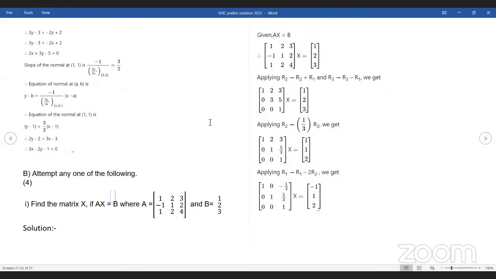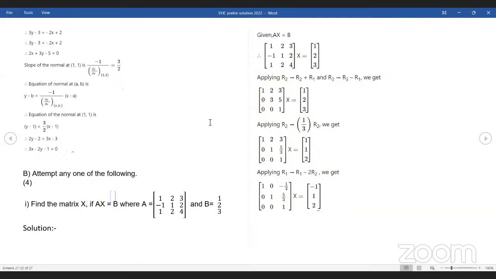Now next question, find the matrix X if AX equal to B, where A equal to first row 1, 2, 3, second row -1, 1, 2, and third row 1, 2, 4, and B equal to 1, 2, 3. Find this X, यानी हमें X, Y, Z इनके values find करने हैं. Here, particular method is not given, so row reduction we apply here.